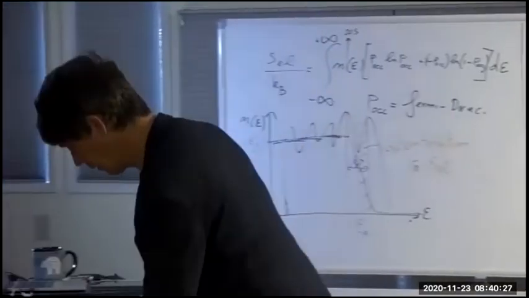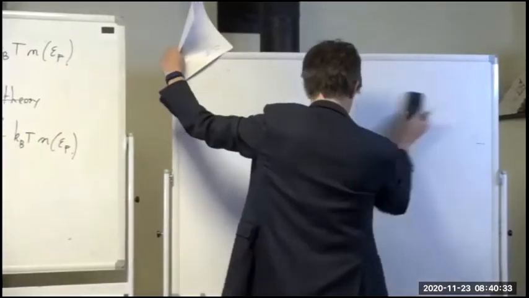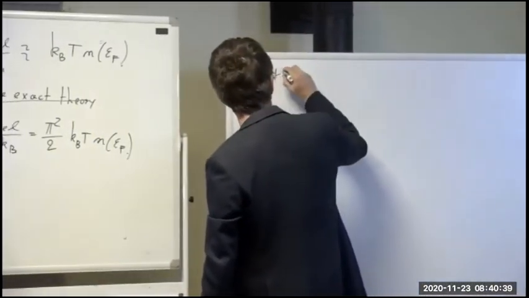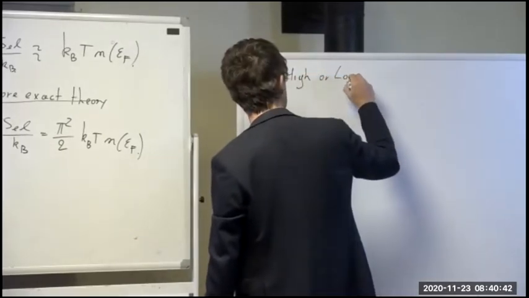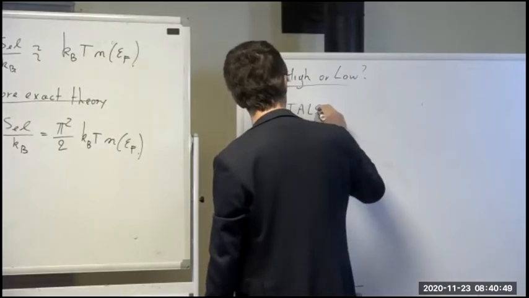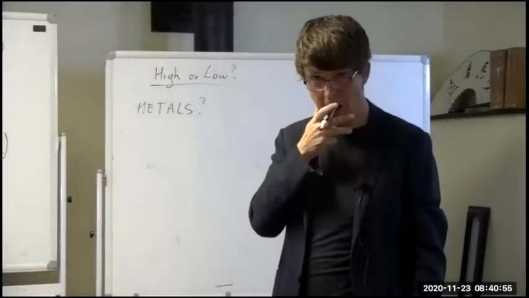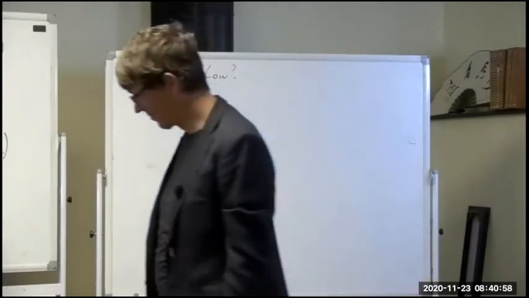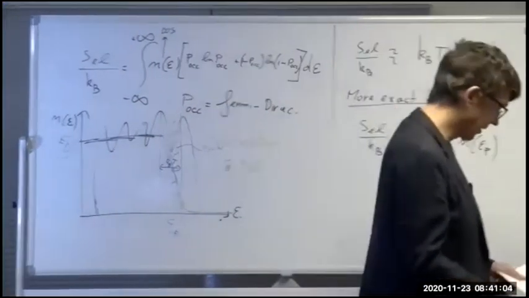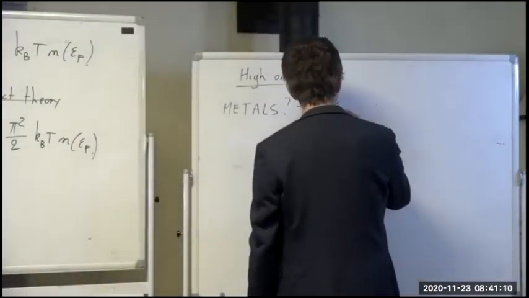Where electronic entropy may be important. So let's do a game of high or low. What about metals? Entropy high or low? I know it's kind of not fair to ask you because I'm not giving you a reference, right? What high and low means. So typically we think of metals as low to medium electronic entropy.